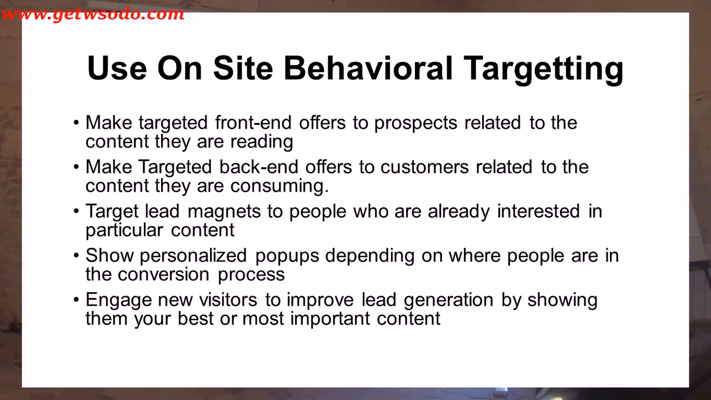What makes these powerful is, one, the targeting, but two, the immediacy. If someone's reading an article about something right now, the likelihood that they are interested enough to potentially watch a promotion about that same thing right now is much higher. Make targeted back-end offers to customers related to the content they're consuming. So same thing, right? Front-end or back-end. But depending on how much traffic you get to your site, this can make a big difference.